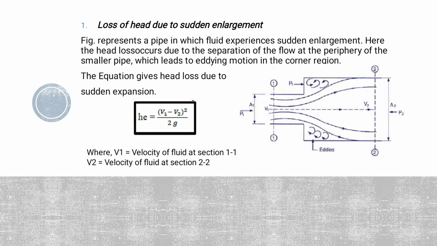Loss of head due to sudden enlargement. Here the figure represents the pipe in which the fluid experiences sudden enlargement. Here, the head loss occurs due to separation of flow at the periphery of the smaller pipe, which leads to eddying motion in the corner region. The equation gives a head loss due to sudden expansion, that is H is equal to (V1 minus V2)² divided by 2g, where V1 is the velocity of fluid at section 1-1 and V2 is the velocity of the fluid at section 2-2.